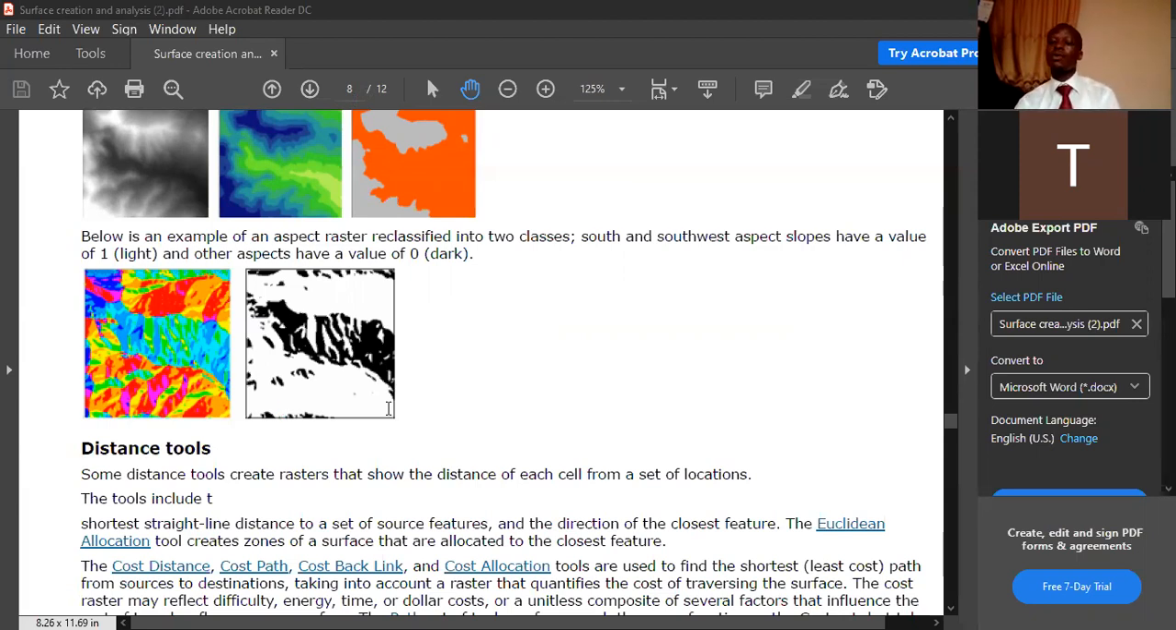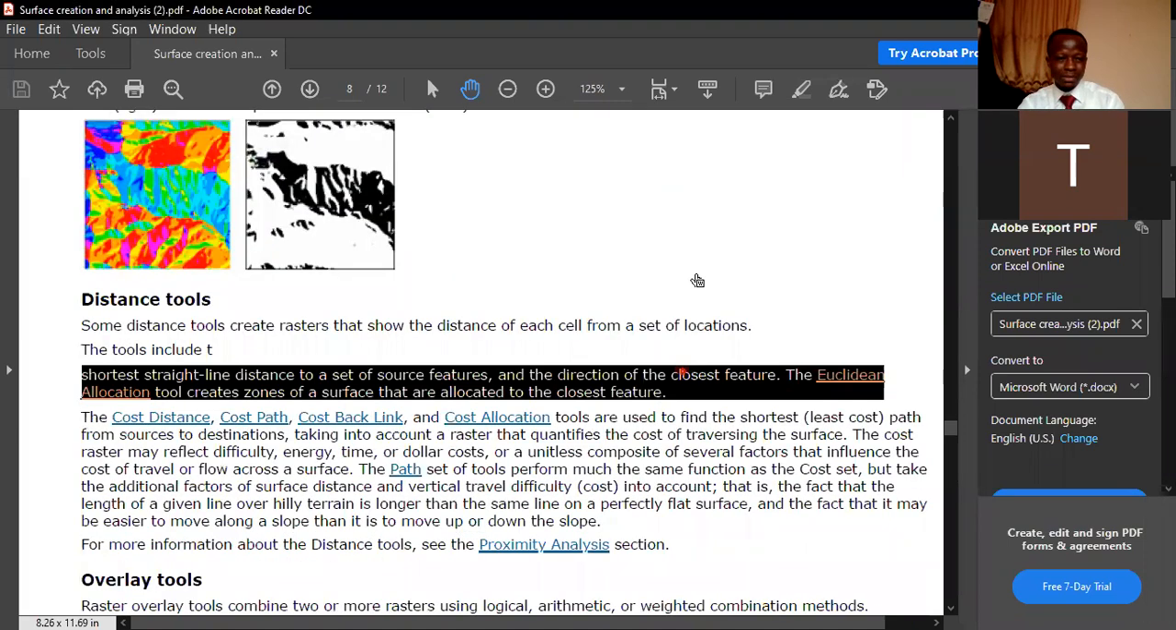The raster always contains values. Every cell has values. So we can now play around with it. We can make use of tools within the software, or we can use what we call a raster calculator. I think you will see it again as we go. So south and southwest: 1 is light, other aspect values have 0, dark, so that we can now plan the event. You can imagine what this can mean to us. So that is the aspect raster for you.